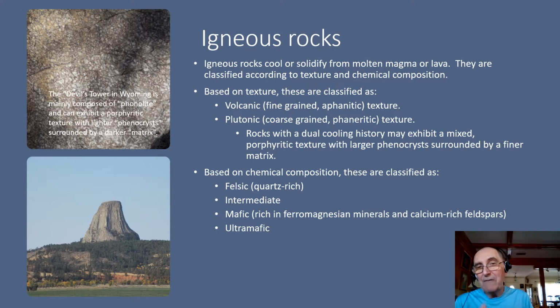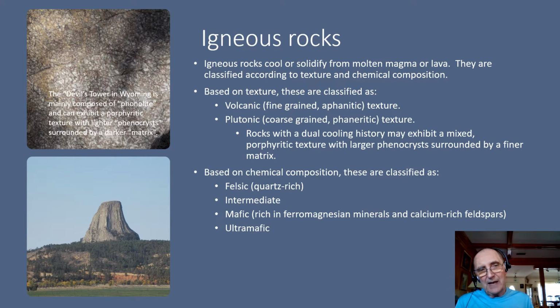Now, some rocks will have a dual cooling history. Think, for example, of a magma that begins to cool below the surface. Some crystals begin to develop. Those are fairly large size. But then this magma is extruded on the surface as lava. So the rest of the melt cools very quickly from the lava. So what do you get? You get a rock that has large crystals surrounded by a bunch of small crystals. The large crystals are called phenocrysts. The fine-grained crystals are the matrix.